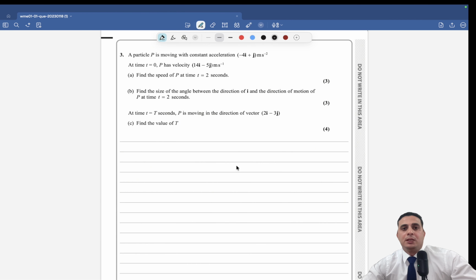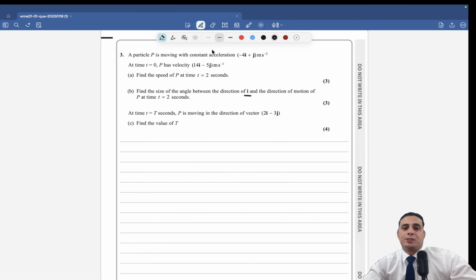A particle P is moving with constant acceleration, negative 4i plus j meters per second squared. At time t equals 0, P has velocity 14i minus 5j meters per second. Find the speed of P at time t equals 2 seconds. Find the size of the angle between the direction of i and the direction of motion of P at time t equals 2 seconds. At time t equals T seconds, P is moving in the direction of vector 2i minus 3j. Find the value of T.